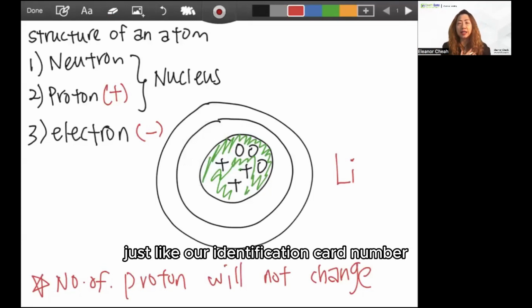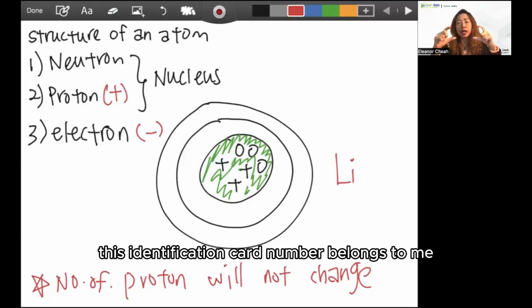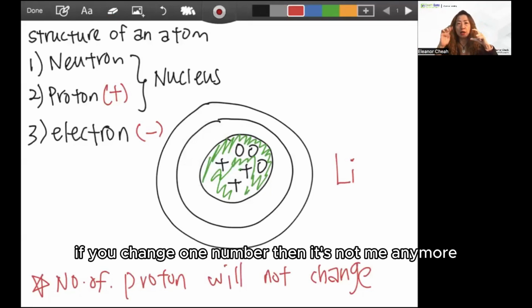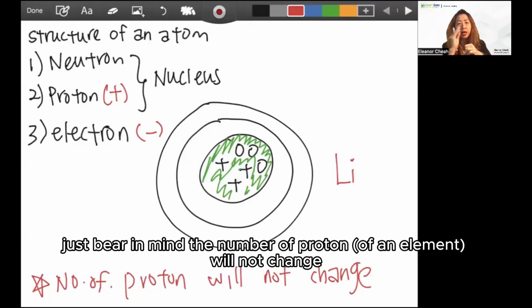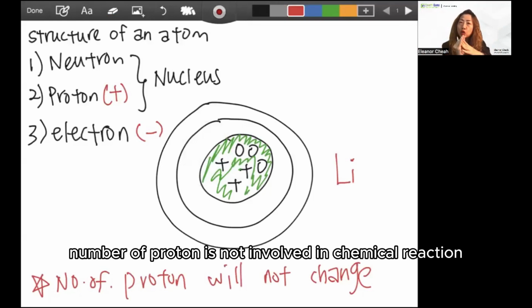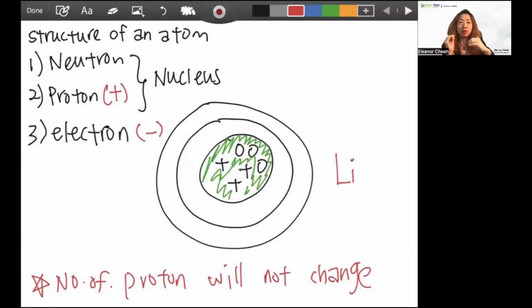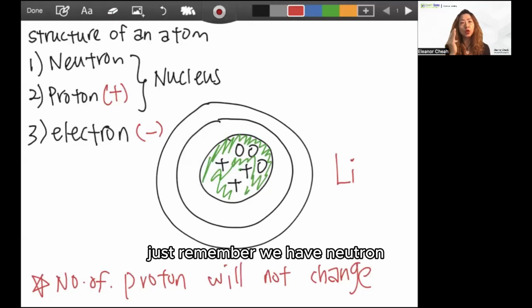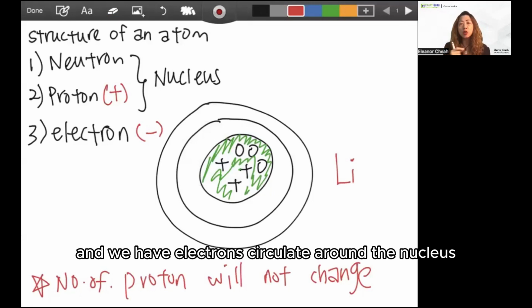Just like our identification card number, this identification card number belongs to me. If you change 1 number, then it's not me anymore. So just bear in mind, the number of protons will not change. Therefore, the number of protons is not involved in chemical reaction. All right, so this is the first part. Just remember, we have neutron, we have proton in the nucleus, and we have electrons circulate around the nucleus.